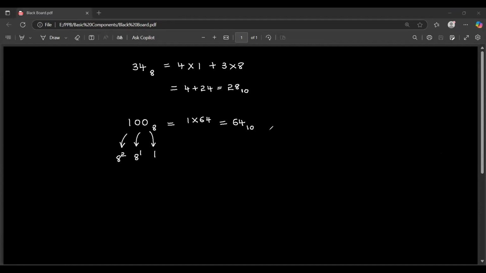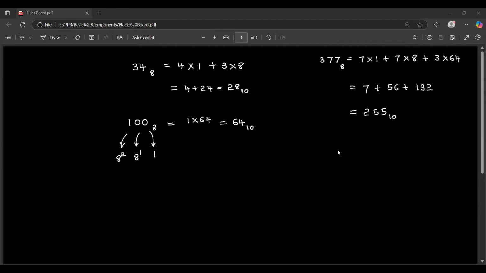What about another question, like 377? Here, 7 into 1, because that's the place value, and then we have 7 into 8 plus 3 into 64. So 7 into 1 is equal to 7, 7 into 8 is equal to 56, and 3 into 64 is 192. So the final answer will be 255 to the base 10. Let me recheck this. Yeah, 255, perfect.